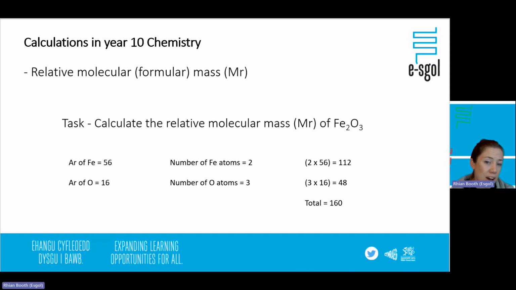Now, you also need to consider how many iron atoms and oxygen atoms there are in this compound. So as there are 2 iron atoms, you must multiply 56 by 2. And as there are 3 oxygen atoms, you must multiply 3 by 16. On the right-hand side, you can see you've got both of those totals there. So you've got 112 and 48. And therefore, to calculate the MR, you just have to add those two together. So nice and simple, gives you 160 as a total. And that 160 is the relative molecular mass for iron oxide.